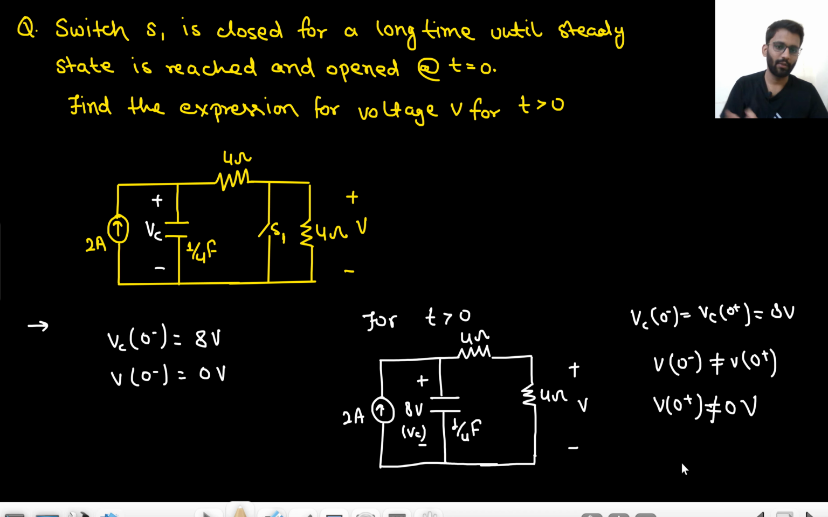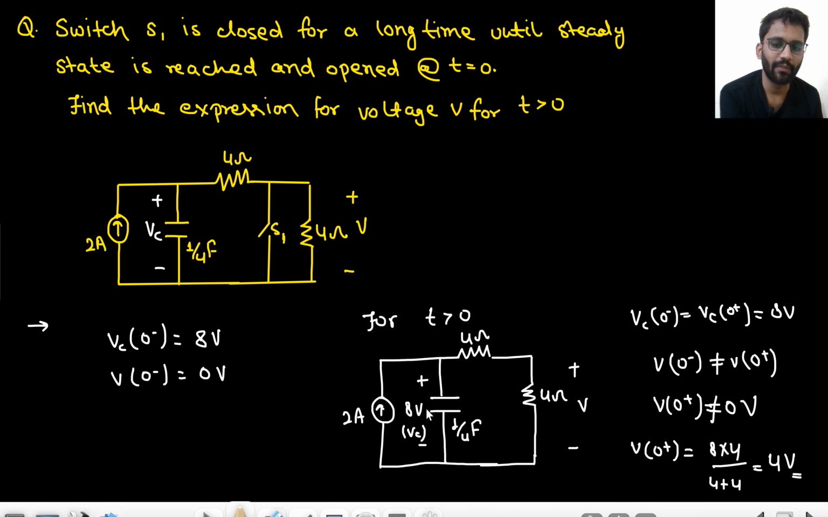Okay, so now you need to find V0(+). How will you find V0(+)? V0(+) will be 4 volt. How? This is charged to 8 volt. This 8 volt will be divided between the 4 ohm and 4 ohm resistance. So basically V0(+) will be 4 volt, right? 8 volt will be divided between these two.